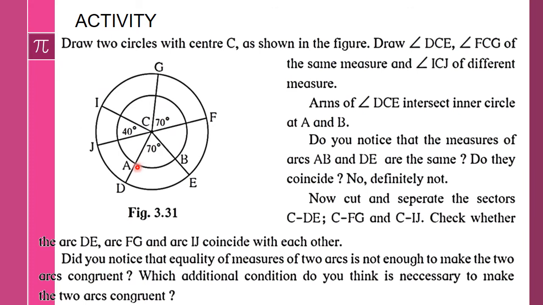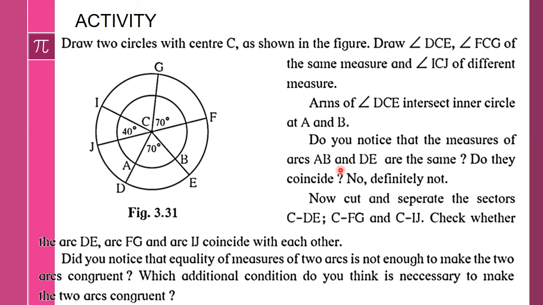And here if you see, for this particular arc AB, ACB is the central angle. So the measure of arc AB is equal to the central angle ACB, that is equal to 70 degrees. Now if you consider the particular arc DE, then the measure of this arc DE is equal to its corresponding central angle, which is again 70 degrees. That means this arc AB and arc DE are of the same measure, which is 70 degrees.